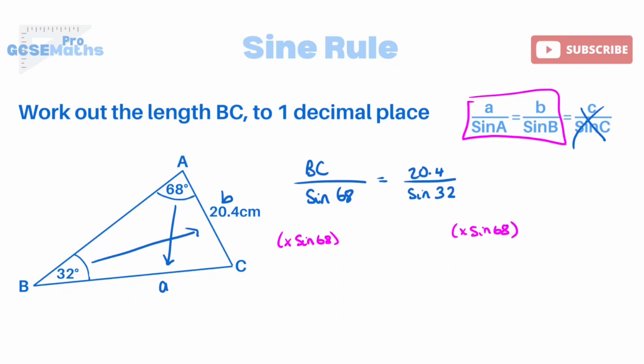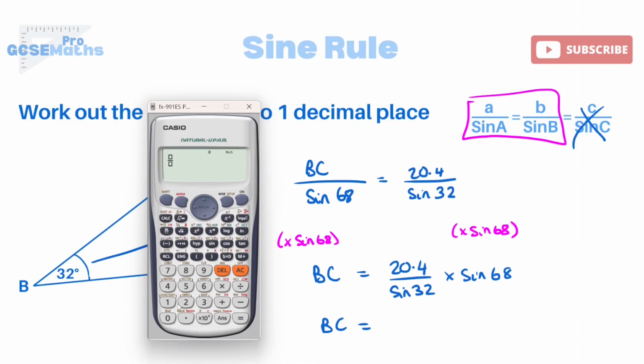So my actual equation to find out BC would be BC equals, this whole fraction here is fine, so 20.4 over sine 32 times by sine 68. Now that is what I'm going to type into my calculator, and then we will get our answer for BC. So this is obviously going to be a calculator question. Make sure you have your scientific calculator, not your phone calculator, because that will not work. So I'm going to type in my fraction, 20.4 over sine 32, just remember to close the brackets in your calculator, times by sine 68 equals.